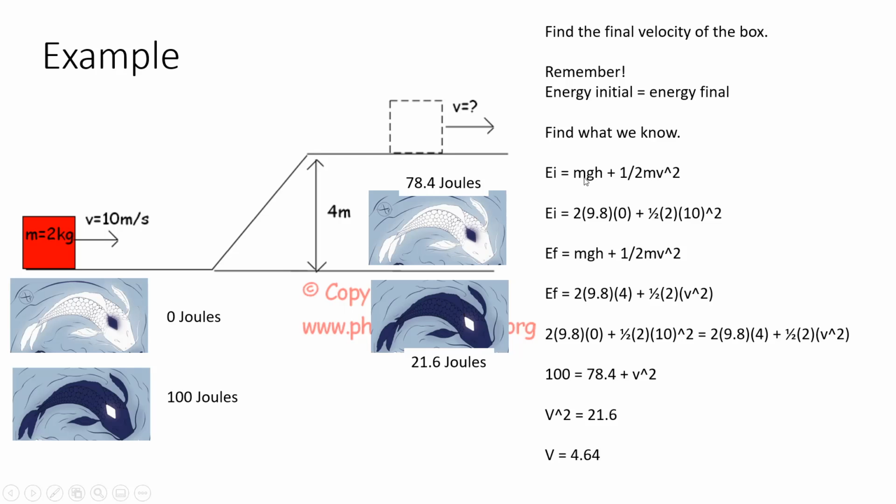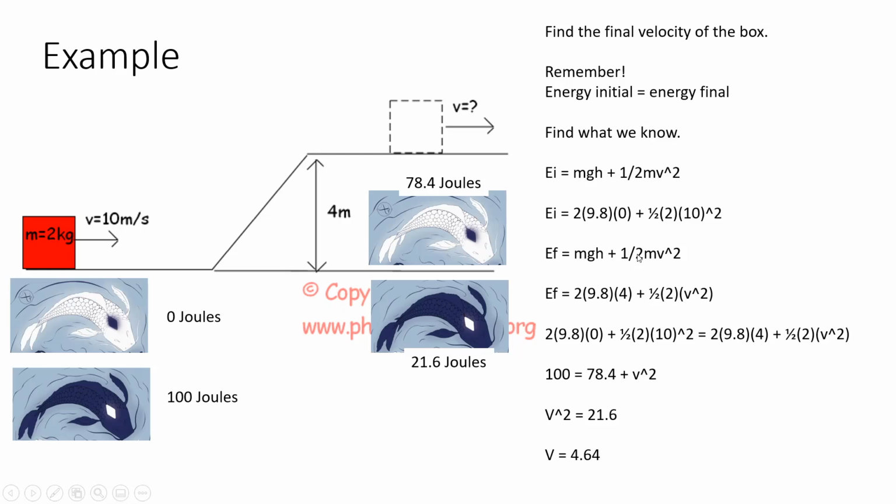The potential energy is going to be mass times gravity times height. Well, height is 0, so this just becomes 0. And then over here we have our kinetic energy. So right now, what this is basically saying, if potential energy is 0, all the energy in the cube is going to be kinetic energy, right? So we move on to our energy final, which is the box when it's over here.